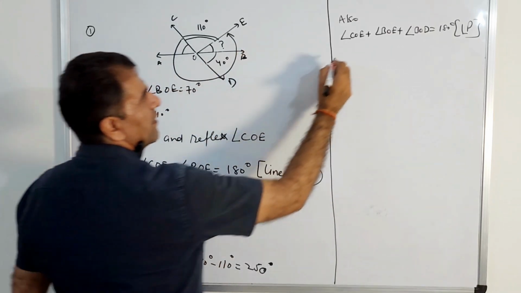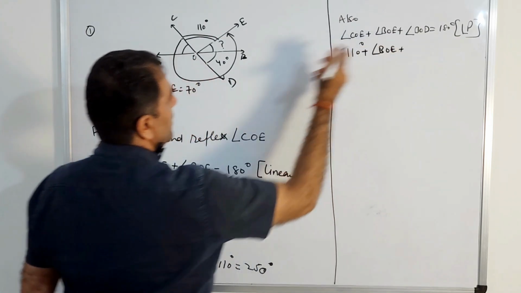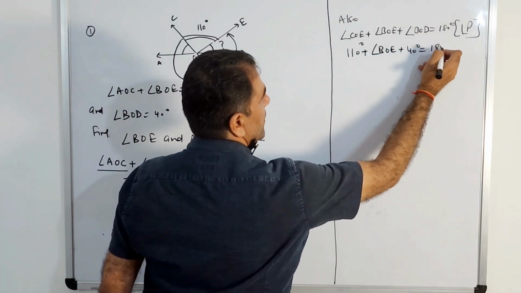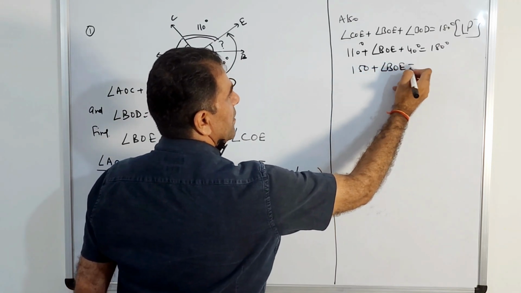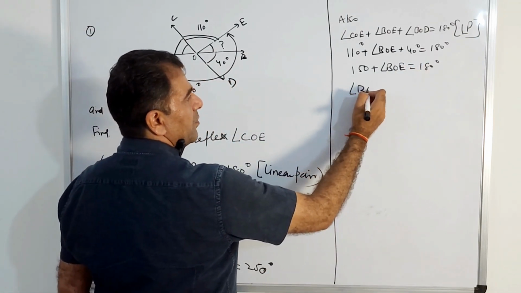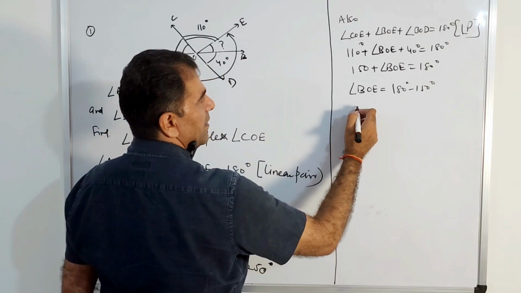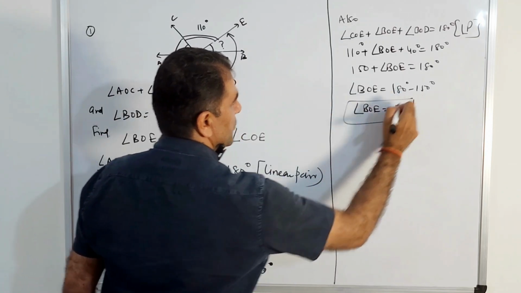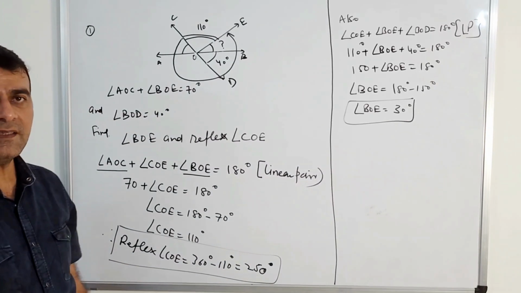Now what is COE? 110. BOE we have to find out. What is BOD? Already given, 40. This equals 180 degrees. So it is 150 plus angle BOE equals 180 degrees, right? So angle BOE equals 180 degrees minus 150 degrees. So angle BOE equals 30 degrees. So this one is the answer, and this 250 degrees is the answer. I think it was very easy.